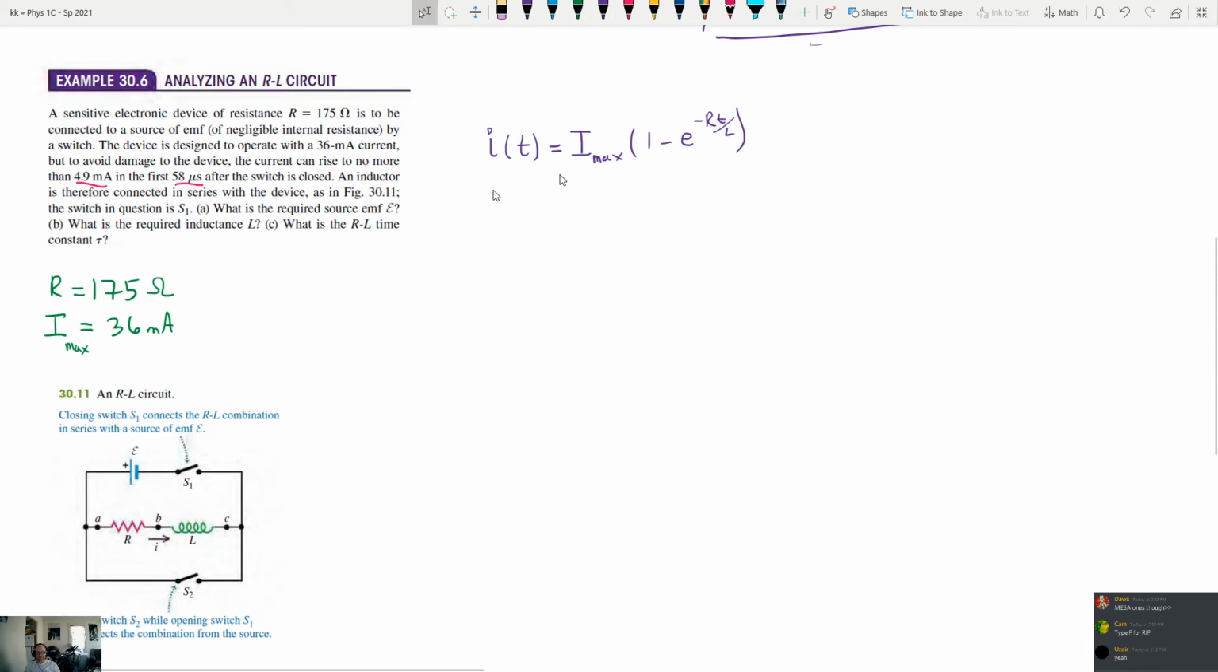So I'll put it right here as a known. We know that the current at 58 microseconds, so that's 58 times 10 to the minus 6 seconds, can't be bigger than 4.9 milliamps. It should be 4.9 times 10 to the negative 3 amps. I should also mention that 36 milliamps is going to be 0.036 amps. Okay, so let's solve for L.